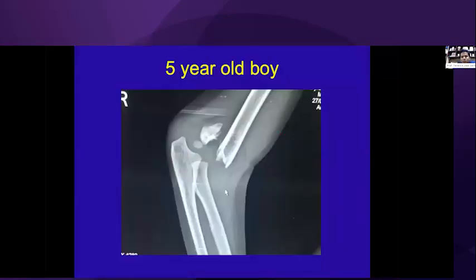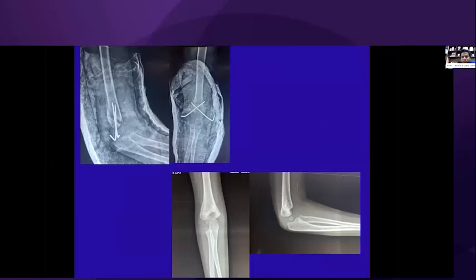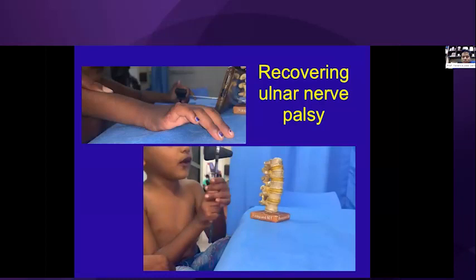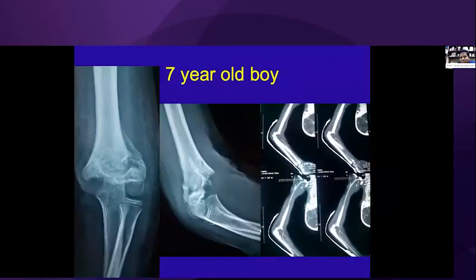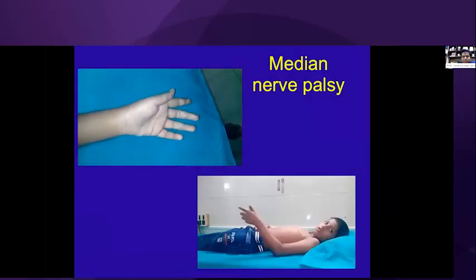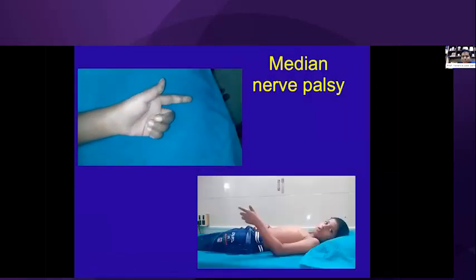Again, a 5-year-old boy who had a compartment syndrome. We fixed the fracture, and then he had a slowly recovering ulnar nerve, which also recovered in the course of time. Another interesting case is the 7-year-old boy who had this brachial artery injury. You can see the brachial artery injury is completely there, and the median nerve was also injured. We could repair and fix it, but immediately this patient did not have median nerve recovery.